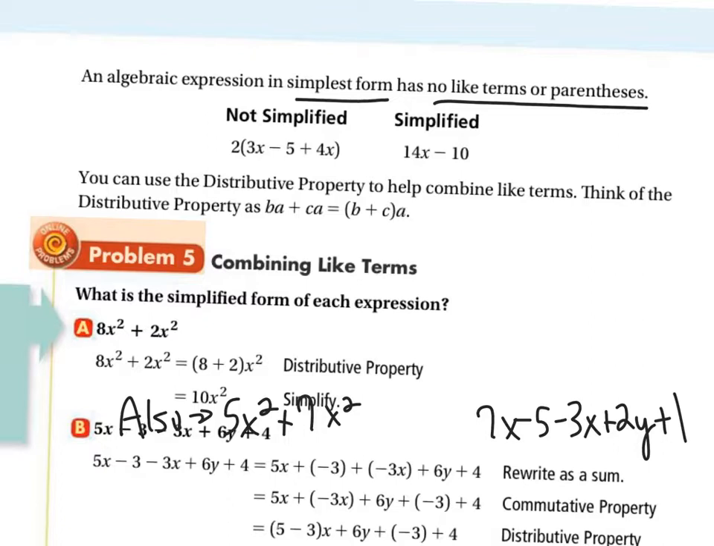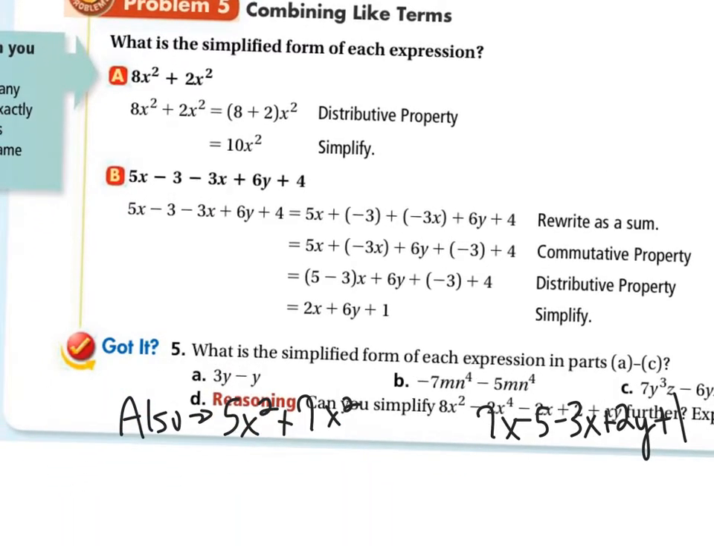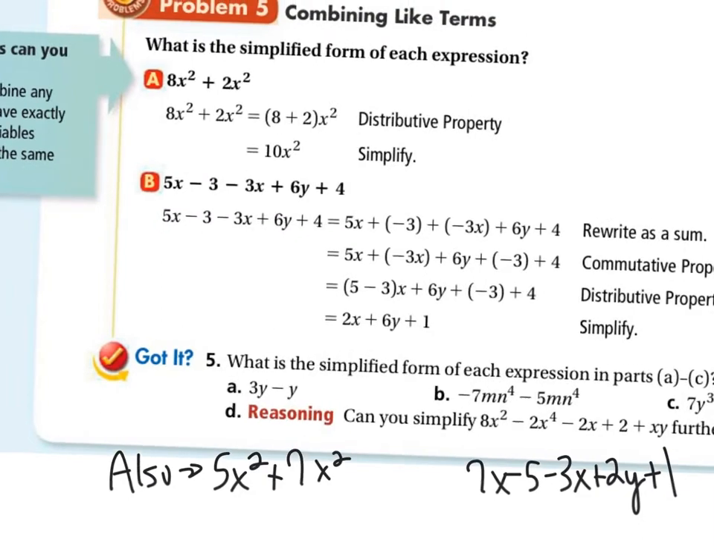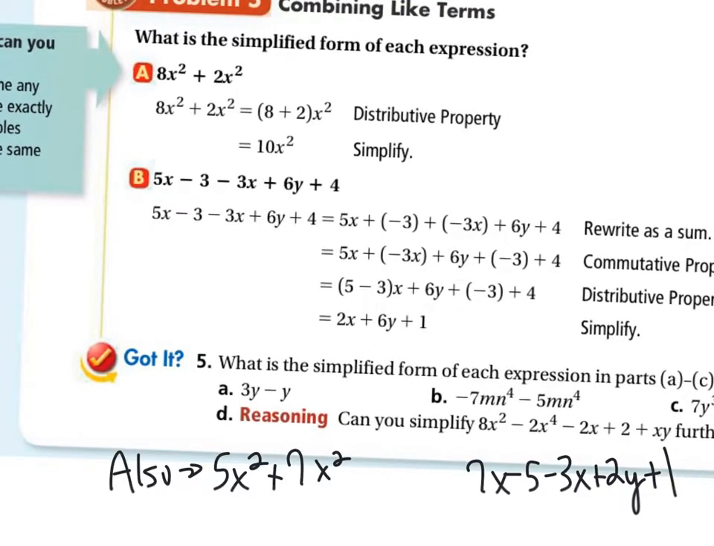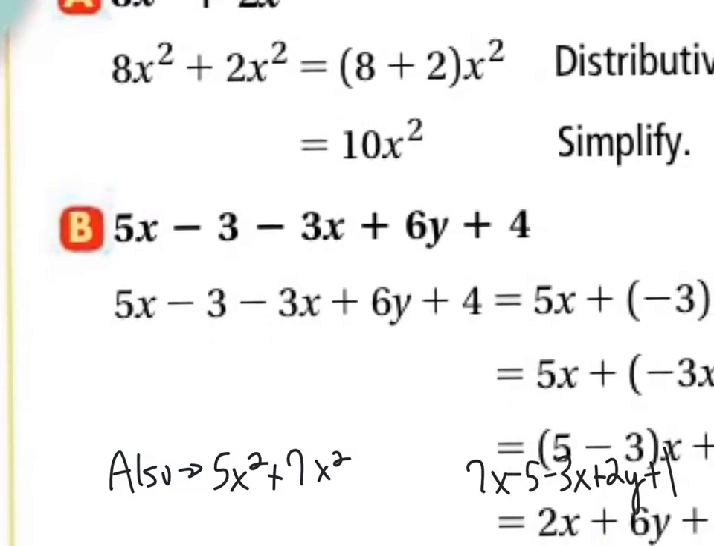So problem 5, they talk about combining like terms. So 8x squared and 2x squared, if we're adding those, are like terms. The variable part's the same. We can add those, would be 10x squared.